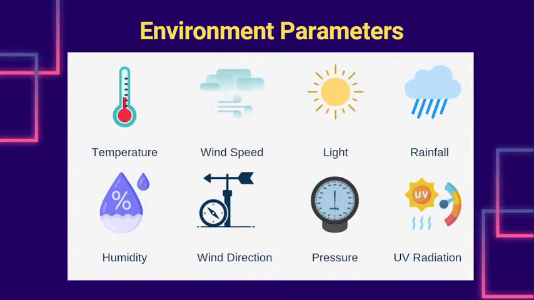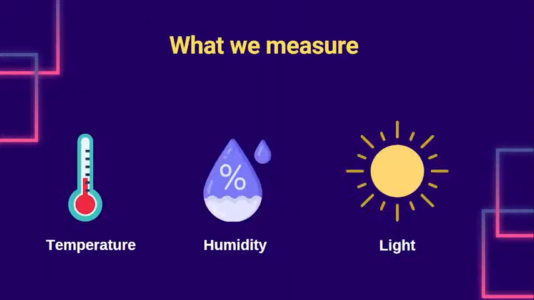Out of these, only a very small number of parameters are shown here. There are a lot of parameters that we can measure in actual weather stations. As we are going to make a small version of a weather station, we are going to measure a few of them. So out of these mentioned parameters, in our application today, we are going to measure temperature, humidity and light.